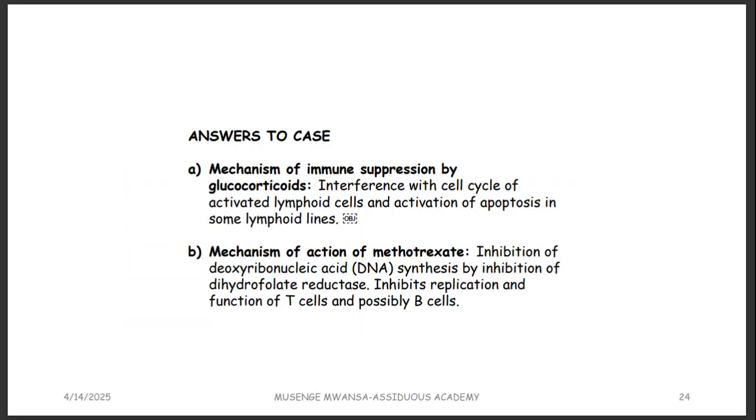Remember, the glucocorticoids interfere with the cell cycle of activated lymphocytes, lymphoid cells, and cause activation of apoptosis in some lymphoid lines. So you interfere with the cell cycle of activated lymphoid cells, and then you also cause apoptosis in some lymphoid lines. Mechanism of methotrexate: it inhibits DNA synthesis by inhibiting dihydrofolate reductase, which will stop the conversion of dihydrofolate to tetrahydrofolate. So that is it for this class.